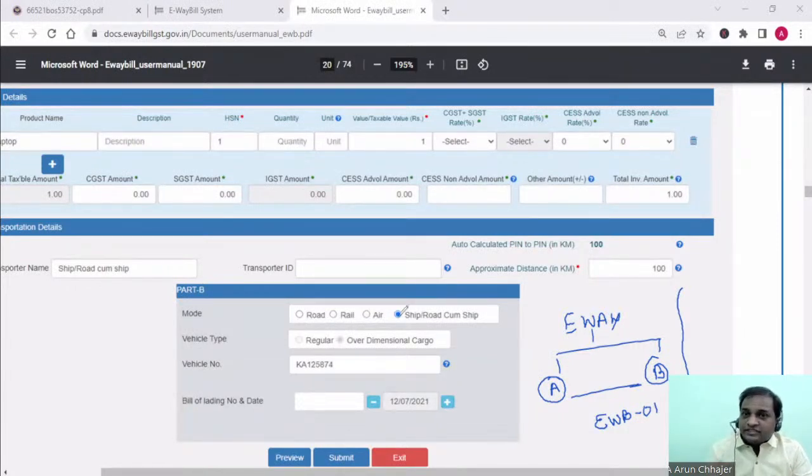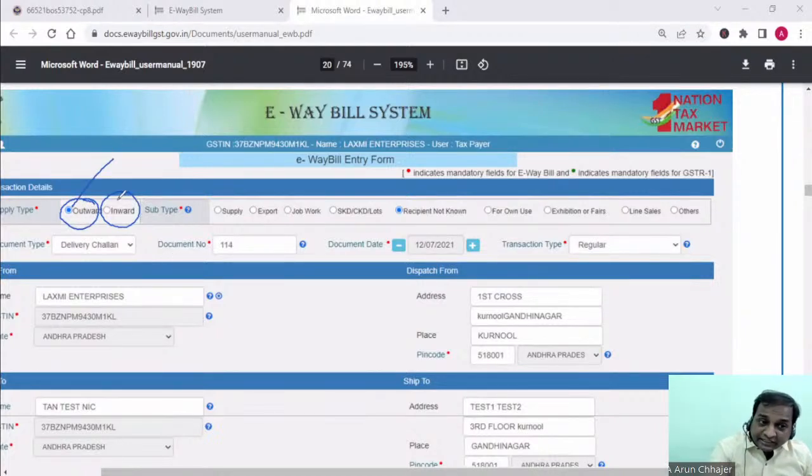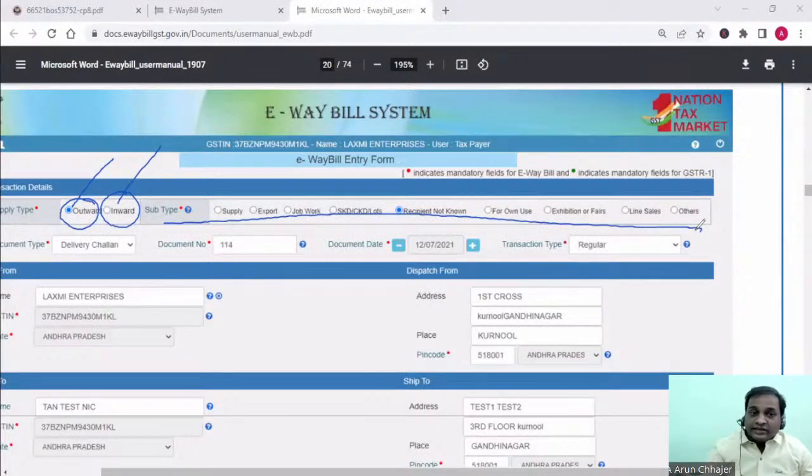What is the information in part A? Let me talk minutely about all the components. See, outward or inward, meaning thereby the supplier can generate the Eway Bill or the recipient can also generate the Eway Bill. Any one party can generate the Eway Bill and transporters are also permitted to generate the Eway Bill. You need to select the subcategory. So it is an export, job work, supply, etc.